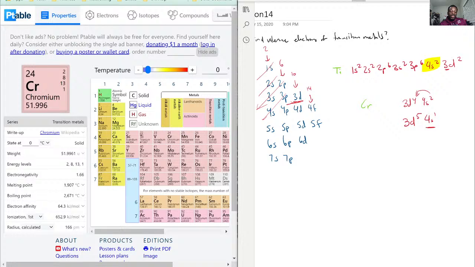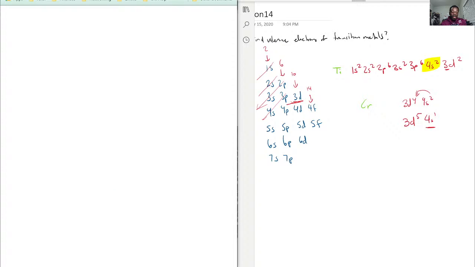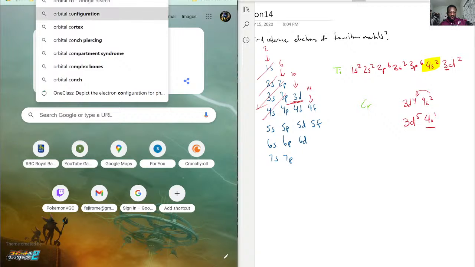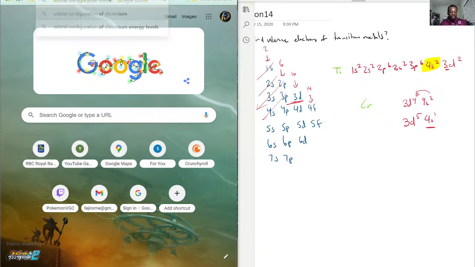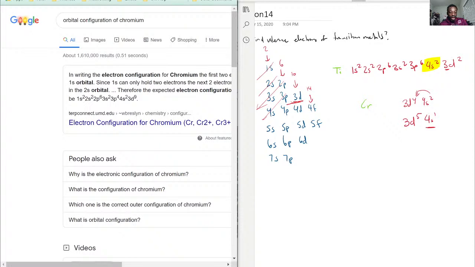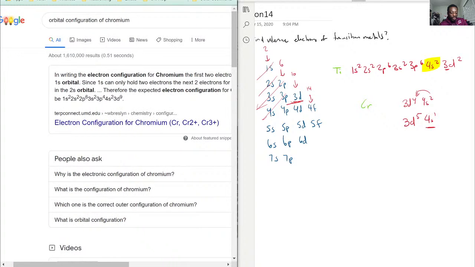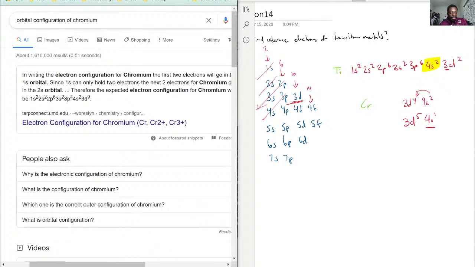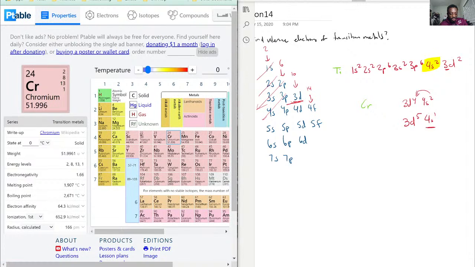As you can see here, if I typed in orbital configuration chromium, you would have, hope I have the right one, 3d9, where is it? Hope we're looking at the right one. Yeah, this is chromium. It would be 3d4 that it starts with.